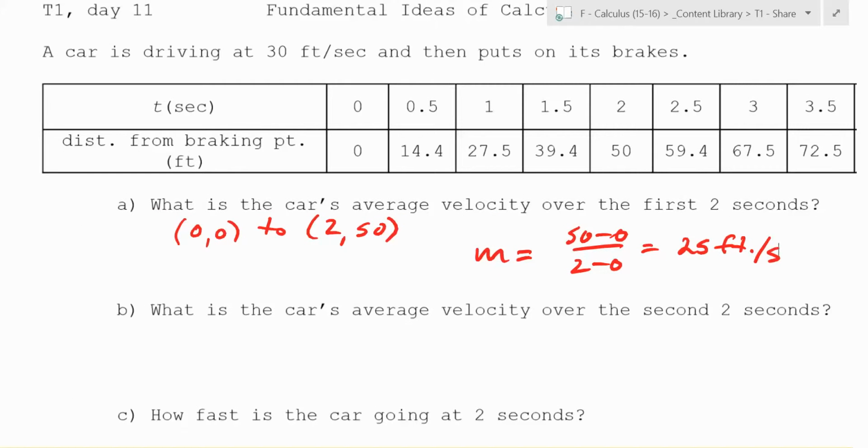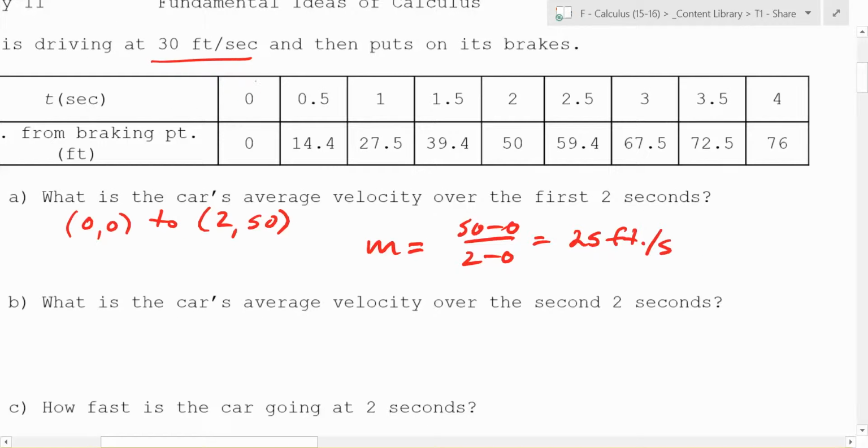Well, let's think about it. How fast is the car going right before it starts braking? Oh, so now it's going what? 25. So is it slowing down? It is slowing down. Average rate of change is the slope between 2 points.